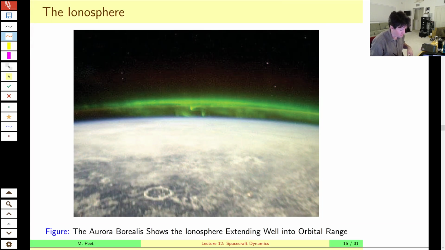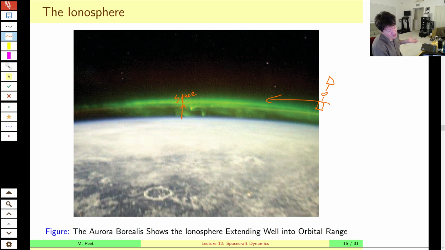All right. And yeah, here we see an image of the aurora borealis. The aurora borealis, right, is caused by ionized particles interacting with the magnetic field of the Earth and the Sun, and you can see it extends well into space, right? So that you have things flying close to the aurora borealis.